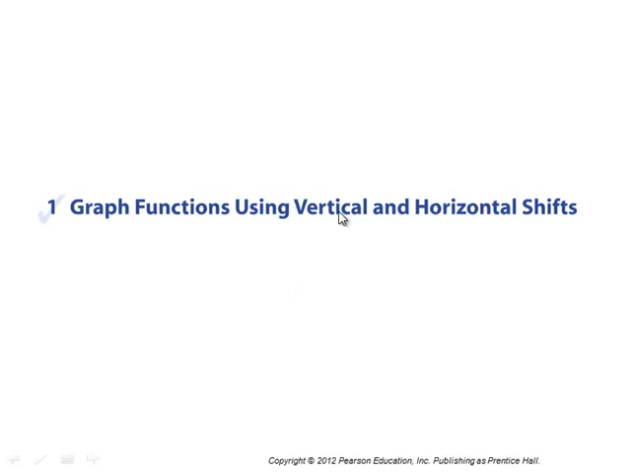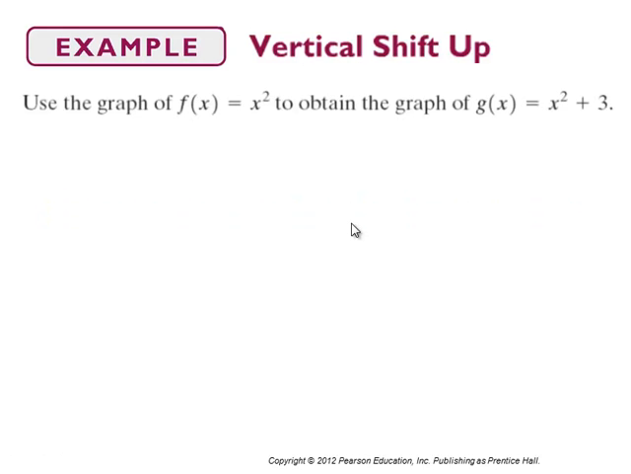First, we're going to look at doing horizontal or vertical shifts, moving either left or right or up or down. And the first thing that we're going to look at here is what the effect of adding a constant to the function is. So we can illustrate this by looking at the function f of x equals x squared, and then adding 3 to it, x squared plus 3.